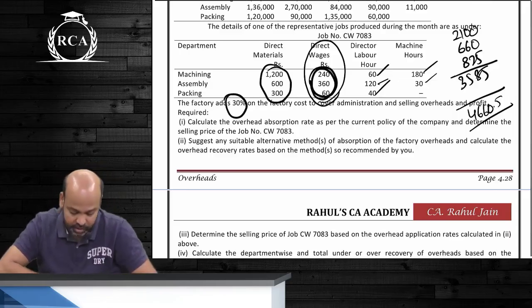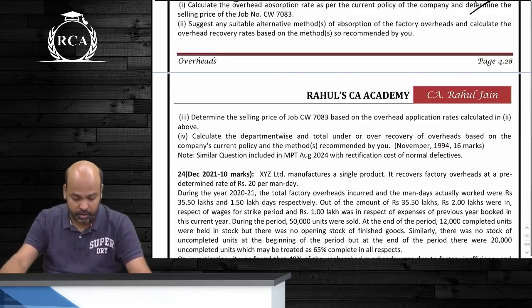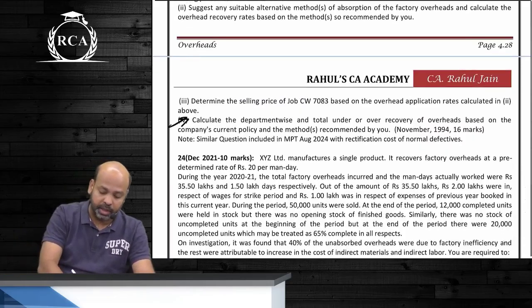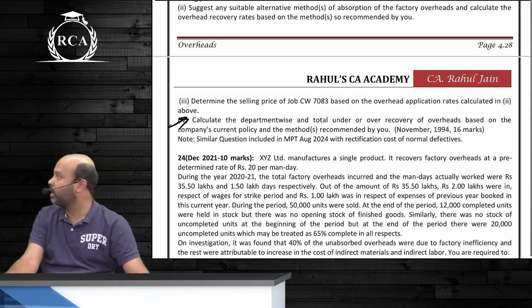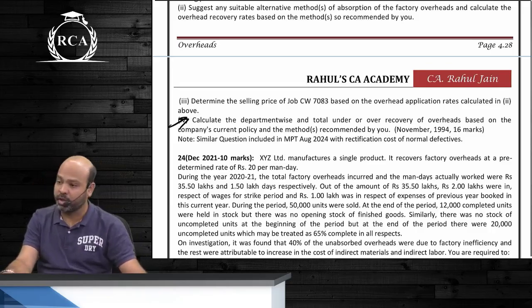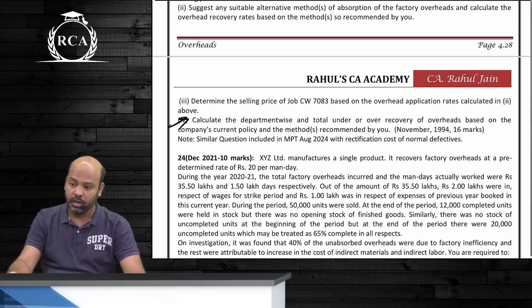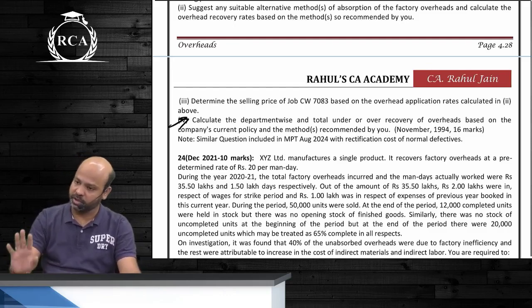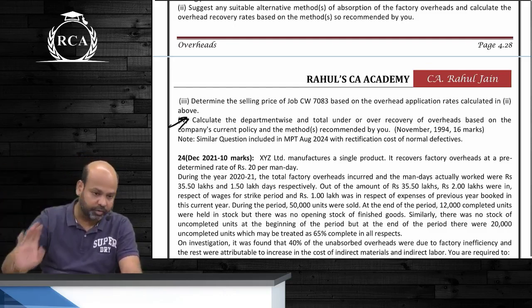Once that is done, beta, job number 7083 भाड़ में गया. फिर आता है पूरे company related. Calculate department wise under or over recovery of overheads. This is not based on job number 7083. Now that is gone. We're computing it for the entire organization.